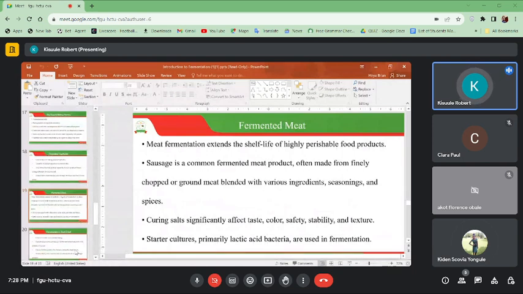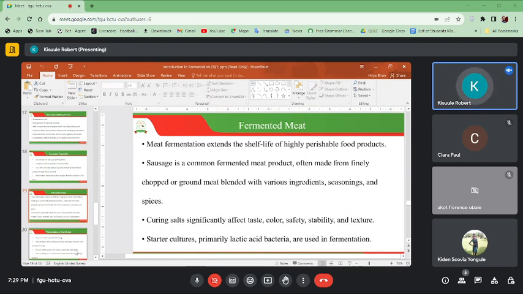Okay, so friends, let's look at fermented meat, and we are saying meat fermentation extends its shelf life and is of highly perishable food products. For example, sausage is a common fermented meat product, often made from finely chopped and ground meat blended with various ingredients, seasonings, and spices. I don't want to tell you that the sausages you see on the road are not fresh sausages always. Okay, yeah, some people can store sausages for close to 2 weeks, and they will always be bringing sausages, then fry them, then distribute, then fry, then distribute. Yes, so the fermentation helps us in preserving these meats.